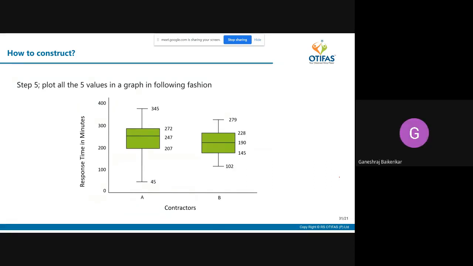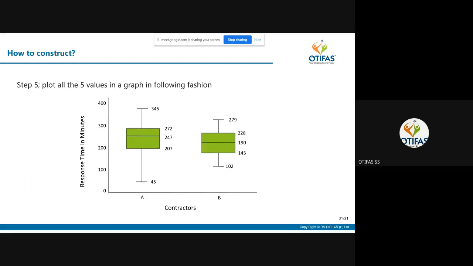Team B. Yes, team B. Because why? What is the reason? They have a consistent performance, isn't it? Of course, team A came in 35 minutes for once, but team B is more consistent in their performance, isn't it? They have less variation.